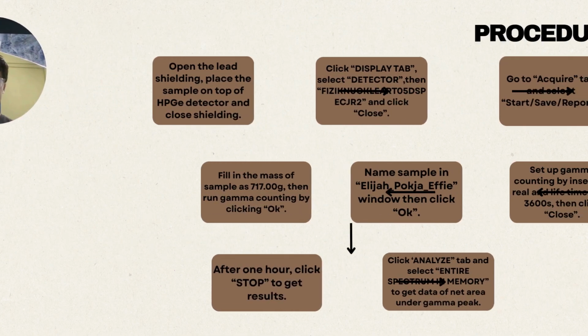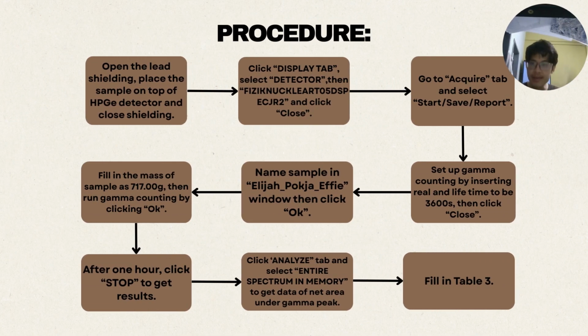For part 3, first we open the lead shielding, place the sample on top of the HPGe detector, and then close the shielding. Then we set up the gamma counting by inserting real and live time to be 3600 seconds. Then we fill in the mass of the sample as 717.00 gram. Then we ran the counting, and after 1 hour, we click stop to get the results, and then we click the analyze tab, and select entire spectrum in memory to get data of the net area under the gamma peak.